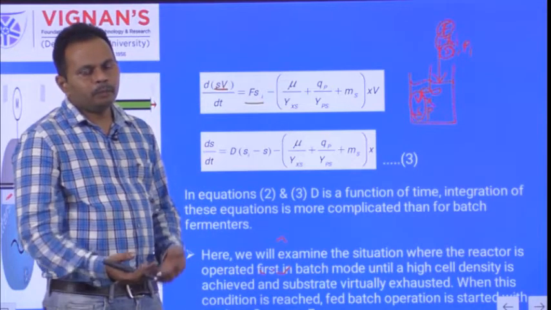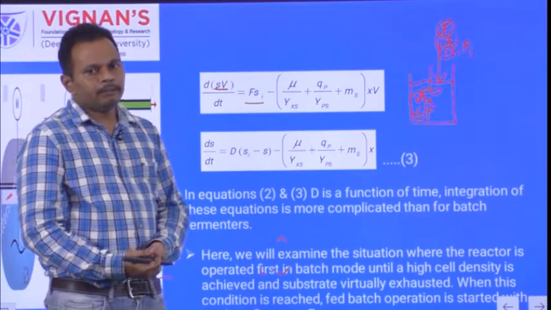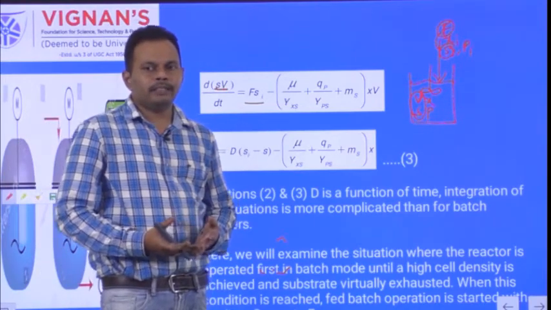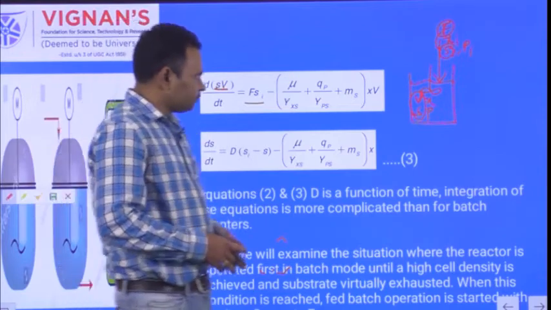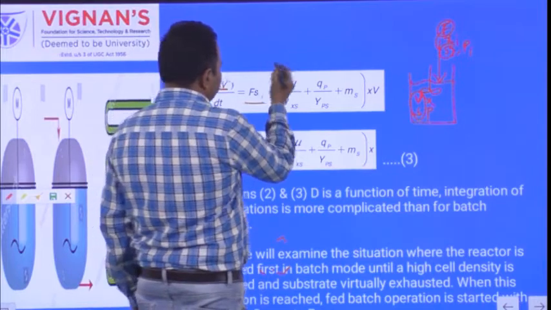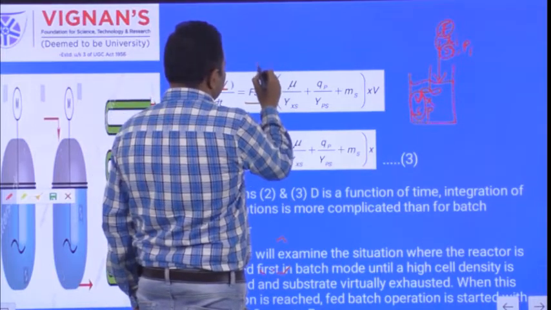What is the output? The mass of the substrate that leaves from the fermenter. For a fed batch fermenter, the output is nil, so that is 0. That is, the mass of the substrate out is 0. Here M naught is 0.